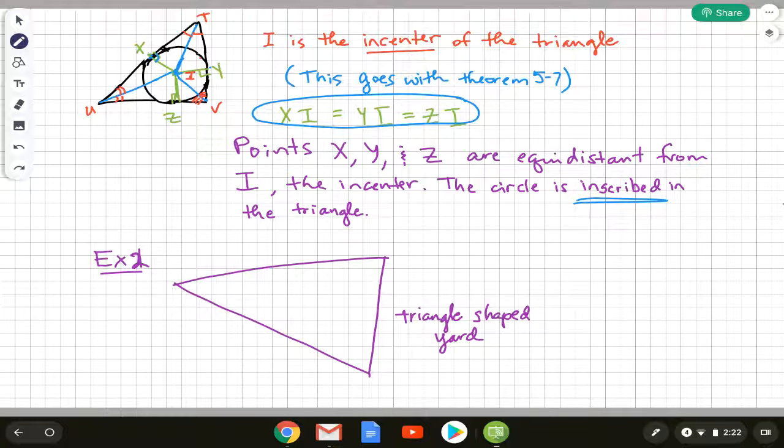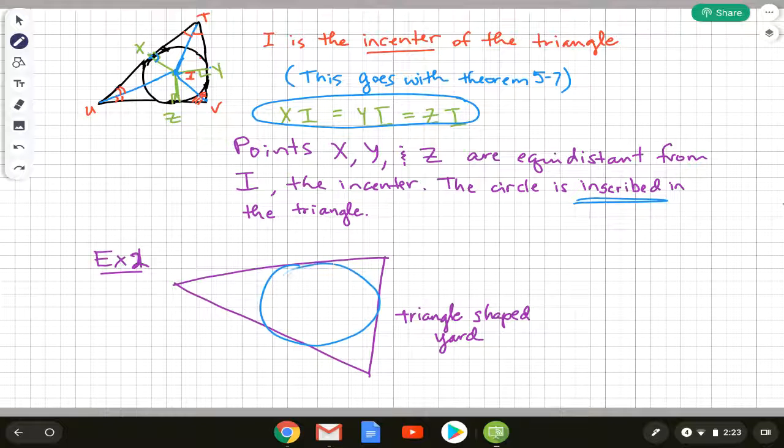Okay, so here in example 2, they tell us that a family, the Jacksons, wants to install the largest possible circular pool in their triangular backyard, and they want to know where that would be located. So what I did was I just drew a picture of a triangle and said this is a triangle-shaped yard. How could I put a pool inside that yard that would be as large as possible? If we think about Theorem 5.7, I can find the center of the circle that would be inscribed in here.